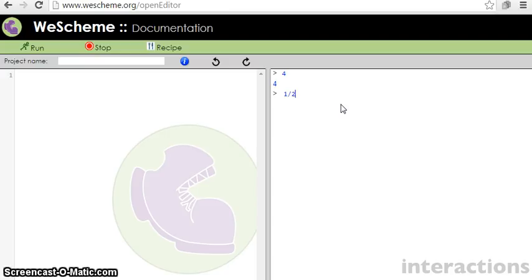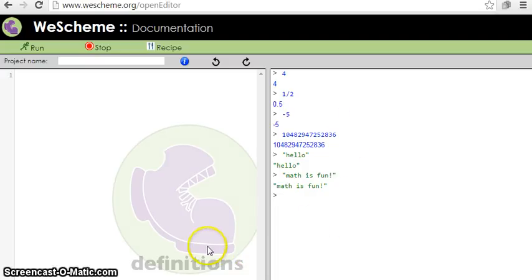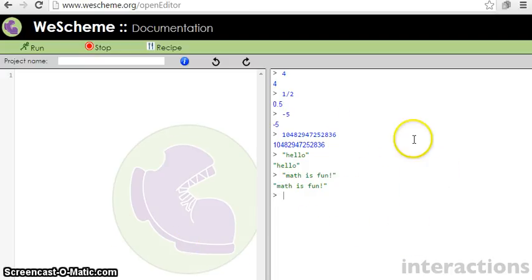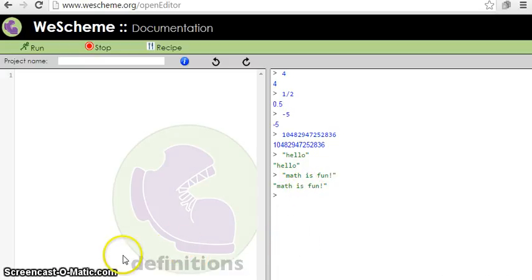I can type in fractions, I can type in negative numbers, I can type in really large numbers, I can also type in words, as long as they are between quotation marks. When I hit enter, what the computer returns to me is the word or phrase that I typed in between quotation marks. So that's how the interactions work thus far. We haven't actually started coding yet. We're just typing things into the interactions window, hitting enter, and the numbers and the words that we're typing in return to themselves. The computer isn't really being asked to do anything at this point.